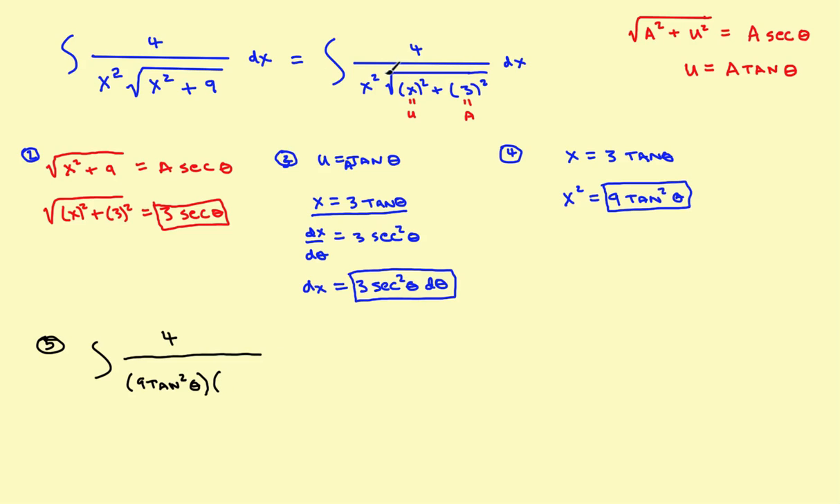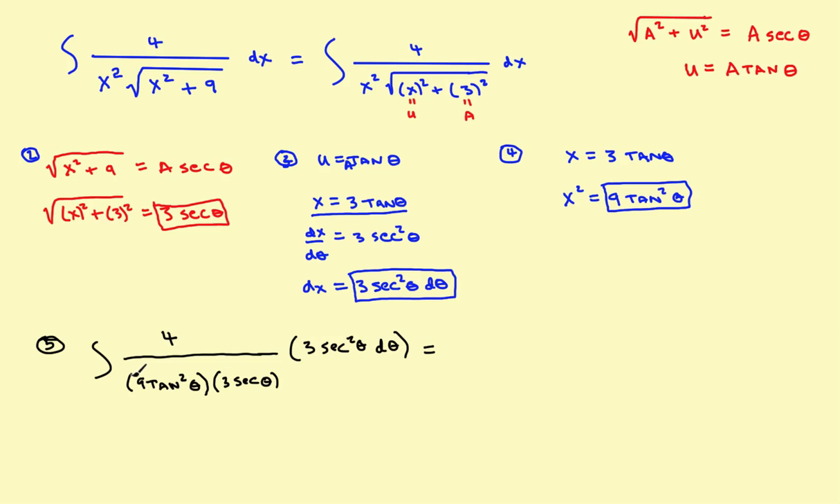Then you've got the square root part. Well, the square root part is equal to 3 times the secant of theta. So that'll be 3 times the secant of theta. And then finally dx, but dx is equal to 3 times the secant squared of theta. And then you've got d theta right here. So that's the way it looked when you first set it up. Now we'll simplify it a little bit if we can.